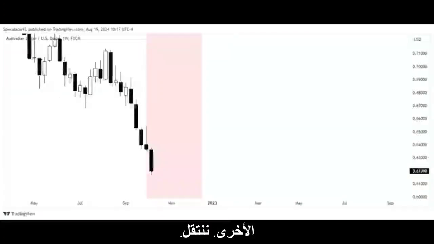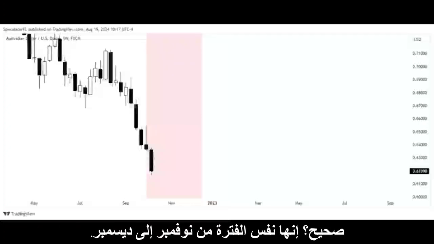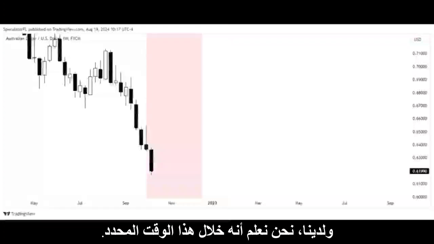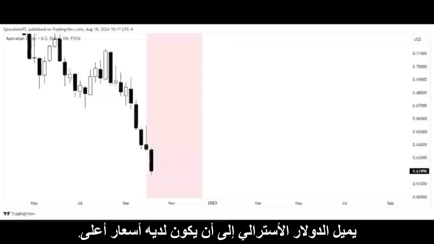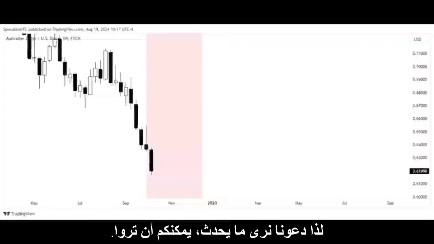Moving on, next up we've got another bullish seasonal tendency time for Aussie dollar, right? It's the same time, from November to December's end, and we know that during this particular time, Aussie dollar tends to form higher prices and bullish price action. So let's see what happens.